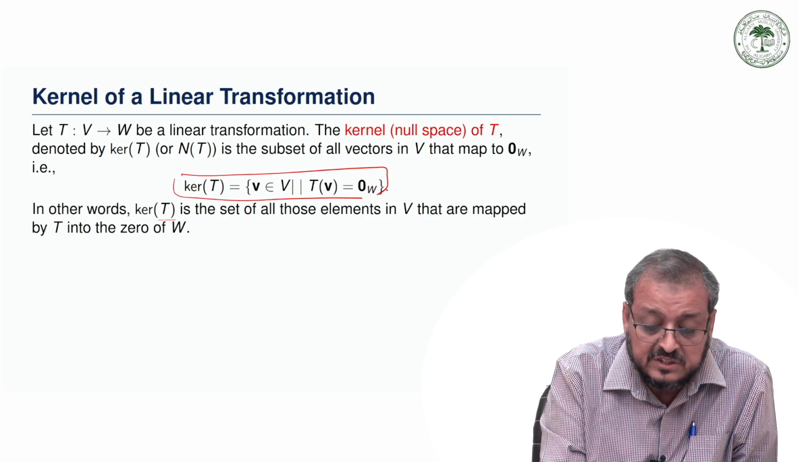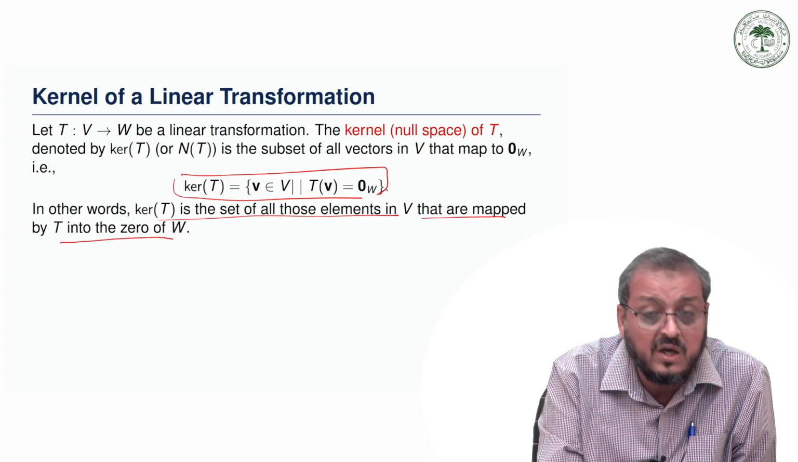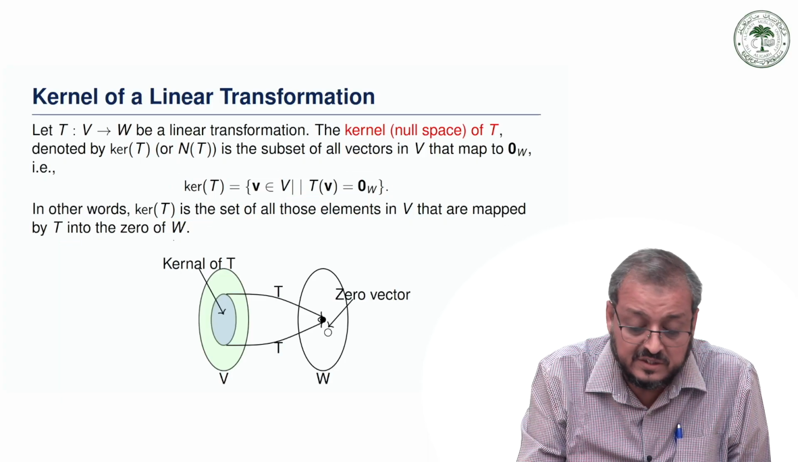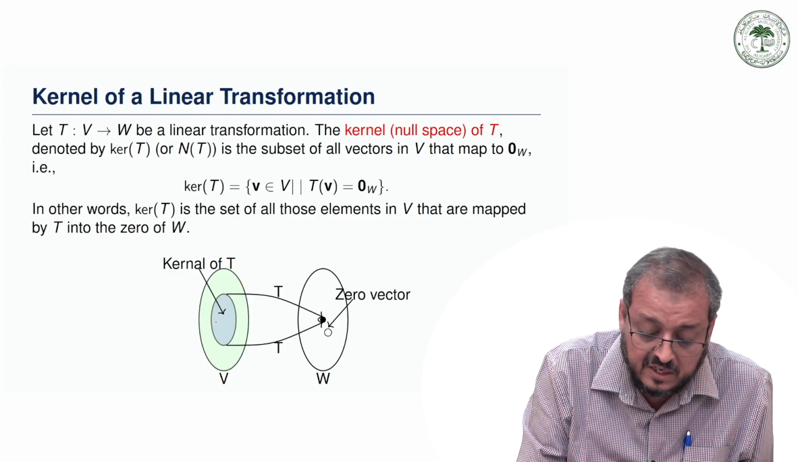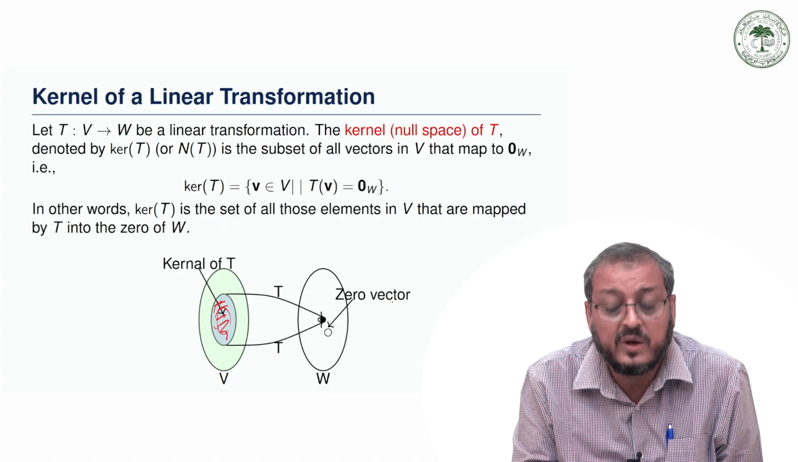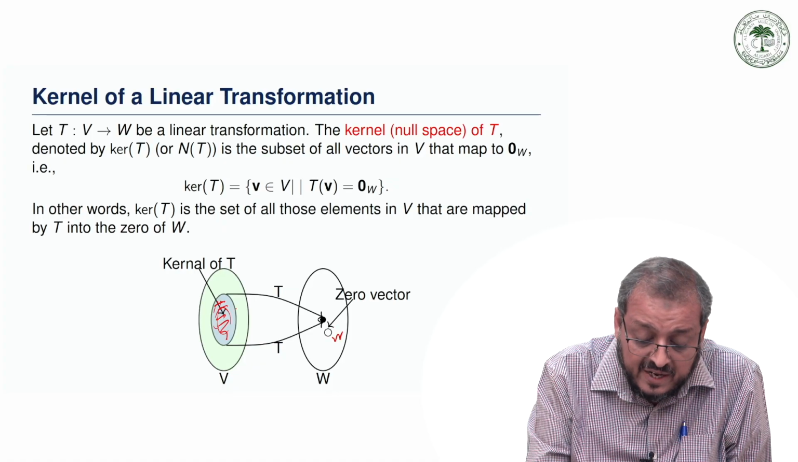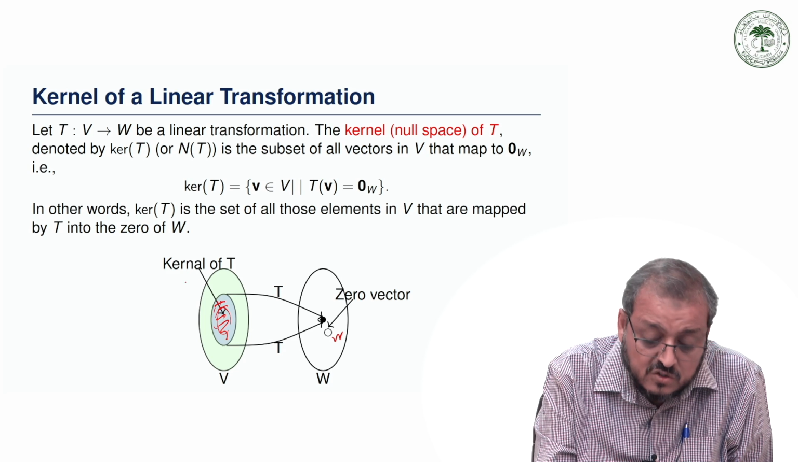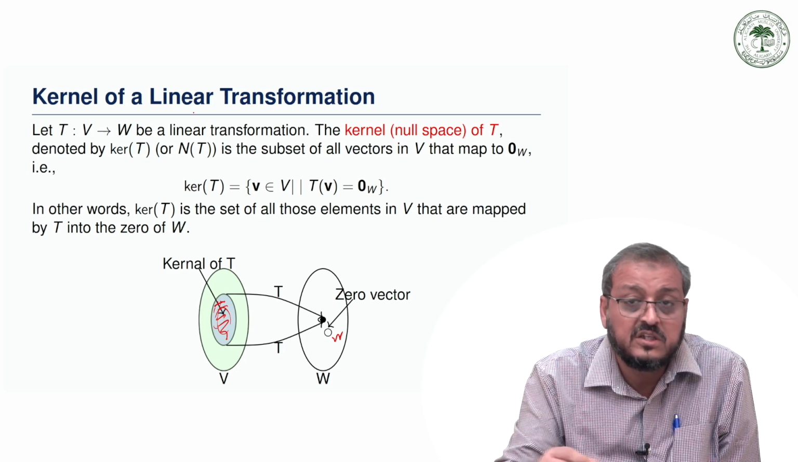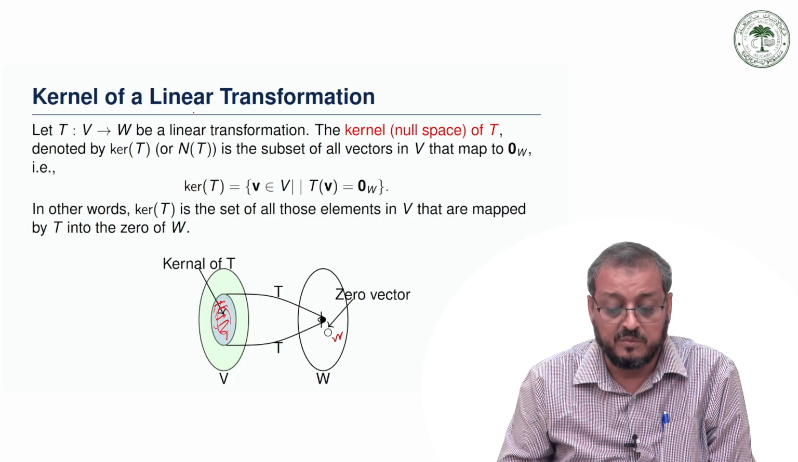The kernel of T is the set of all those elements in V that are mapped by T onto the 0 vector. So, we can say that these are the collection of vectors which map to the 0 vector of W, and this set is called the kernel of T or the null space of this linear transformation.